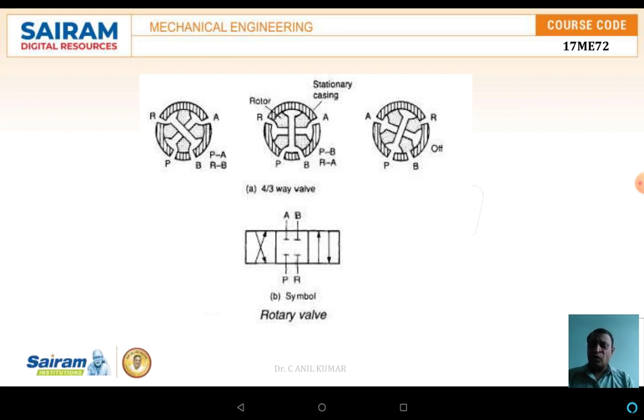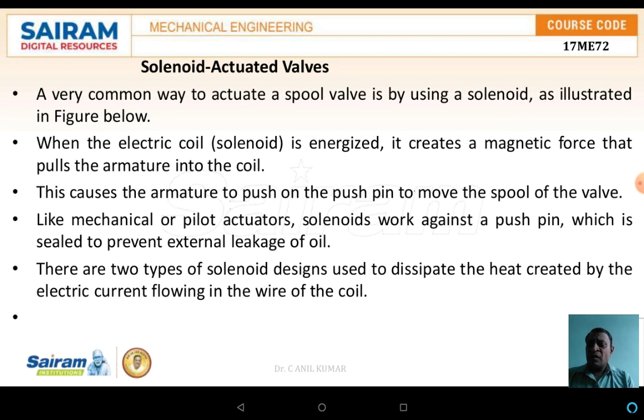See, this control is done by using the rotation of the rotor in the stationary casing. This type of valve normally has a major application in pneumatic systems. The symbolic representation of the rotary valve is as shown in the figure. The next topic we are discussing is the solenoid actuated valve.